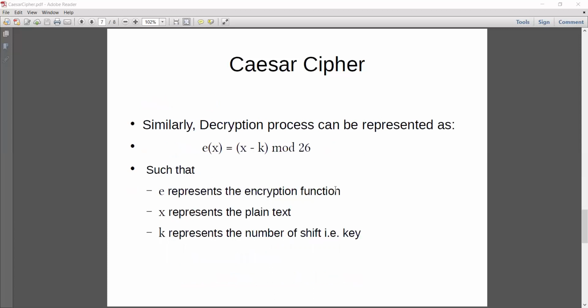In a similar way, the decryption can also be formulated by this formula: D(x) equals (x minus k) modulo 26. Look at this thing: the only difference between decryption and encryption is the minus sign. Again, D is the decryption function, x is the ciphertext alphabet, k is the key whose value is 3, and if we put all these values of the ciphertext message, then we can easily get the value of the plain text message. So that is the formulation of Caesar cipher.